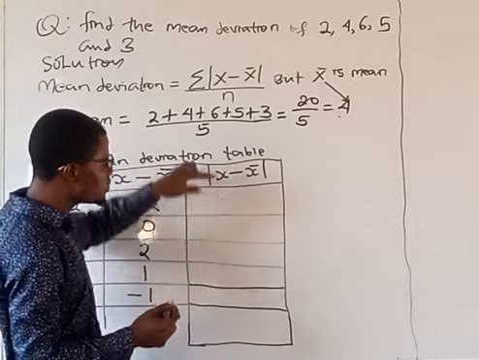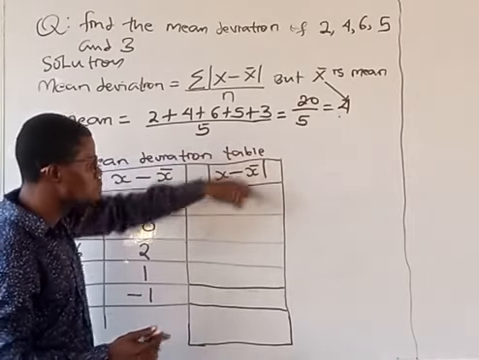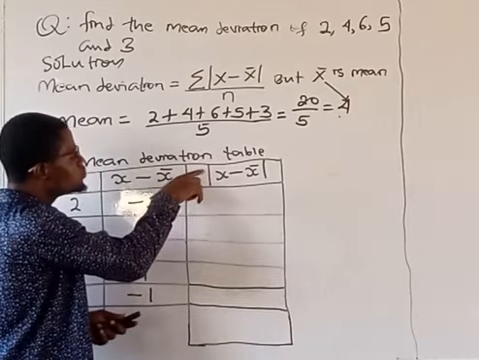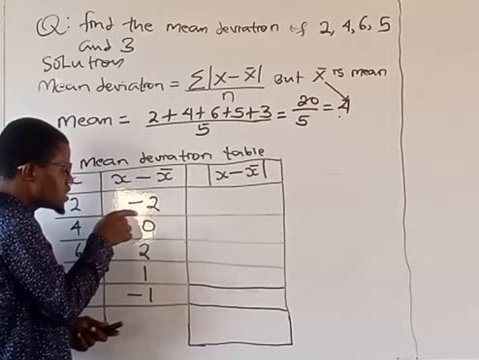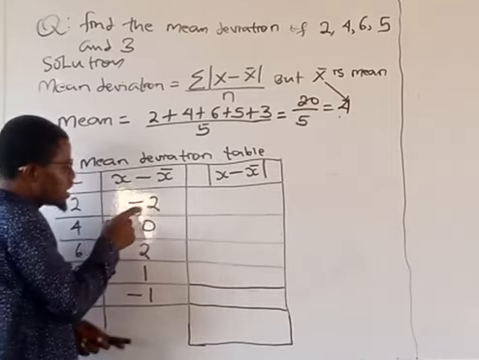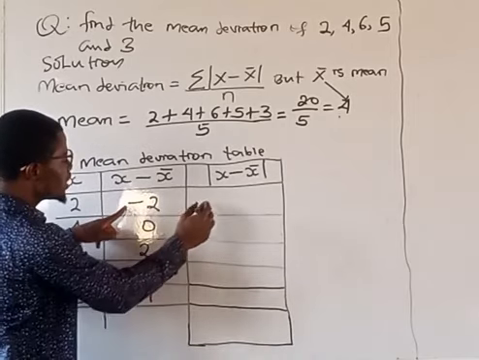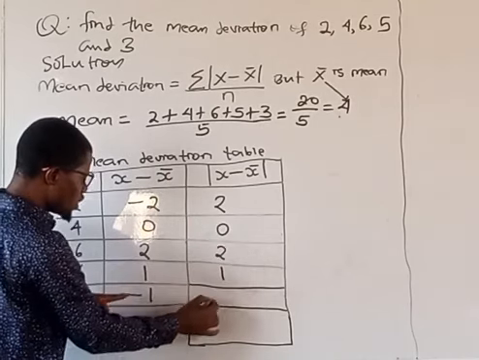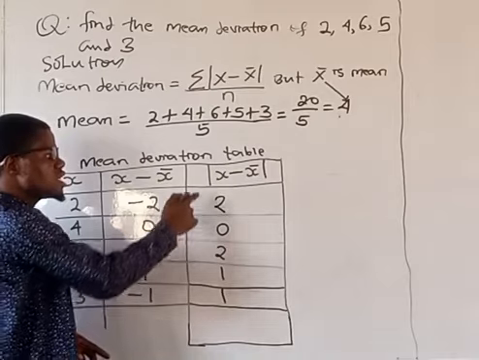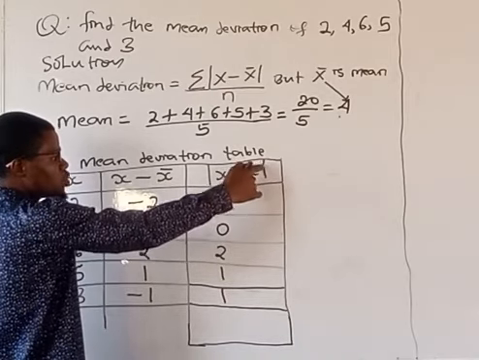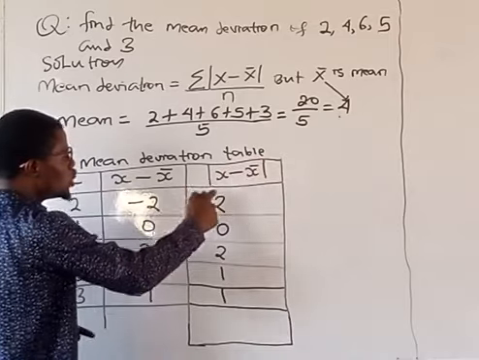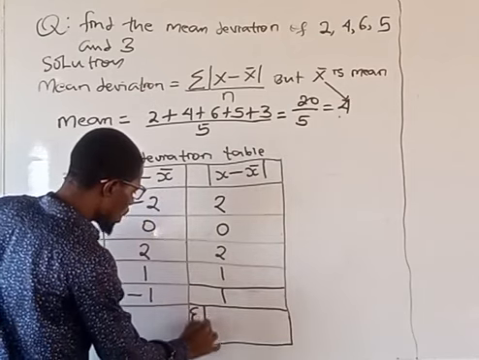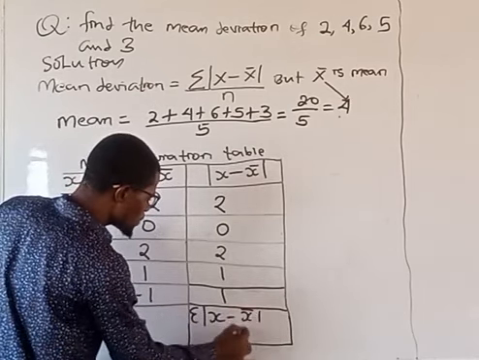Now when you come back to the absolute value of x minus x bar, this is called modulus. You don't call it absolute value, you call it modulus. Whenever you see this sign, it means you have to ignore the negative value given to you. So this becomes 2, this 0, this 2, this 1, and this also becomes 1. Whenever you see this symbol, it is called absolute or modulus, so you ignore the minus in front of any number given to you.